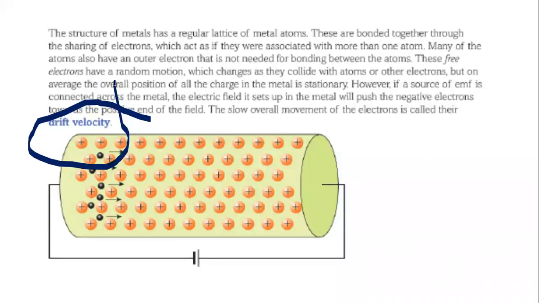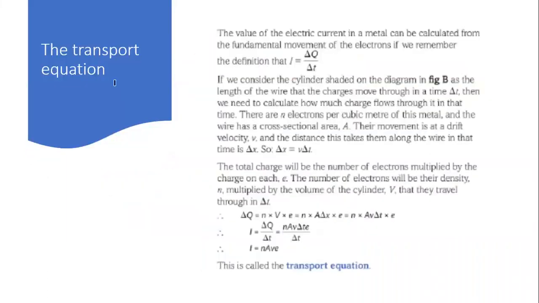And this drift velocity is very important because we use it in the transport equation. What is the transport equation? The transport equation allows us to calculate the charge. Sorry, I'm saying charge, I meant current. It allows us to calculate the current. We are now going to take a look at a new formula for current. The formula is this: current is equal to NAVE.